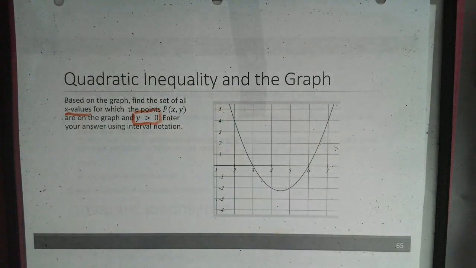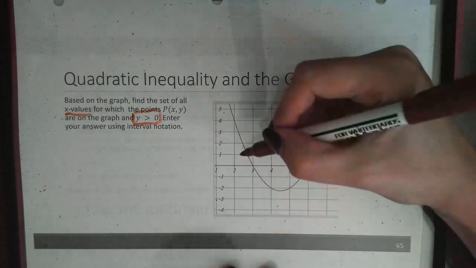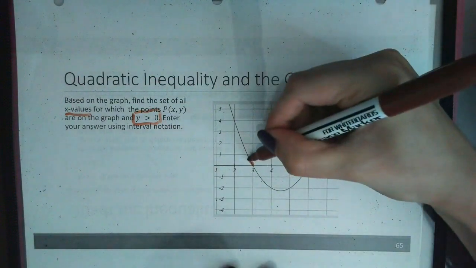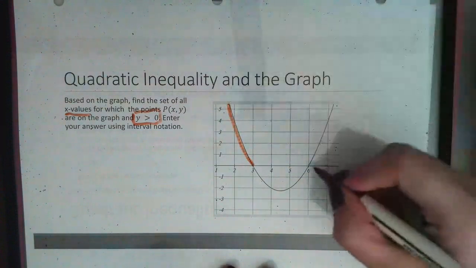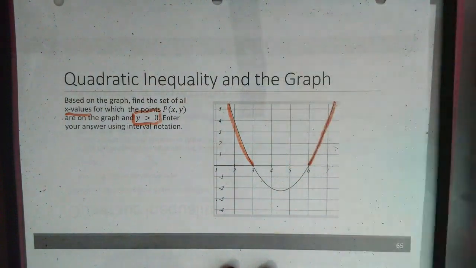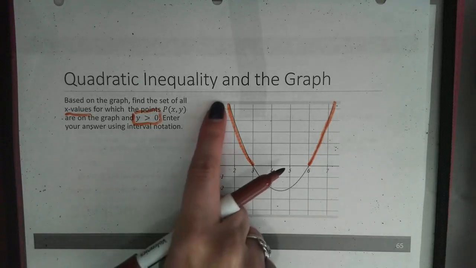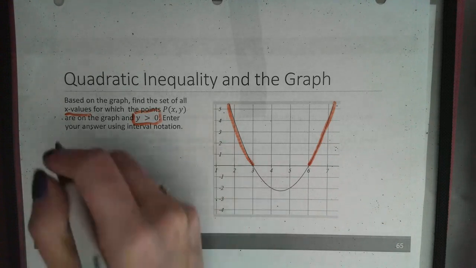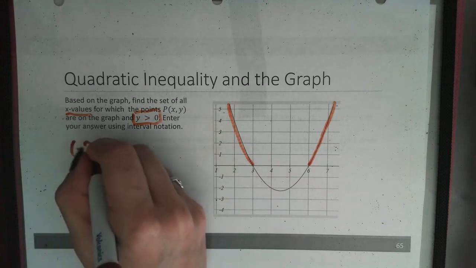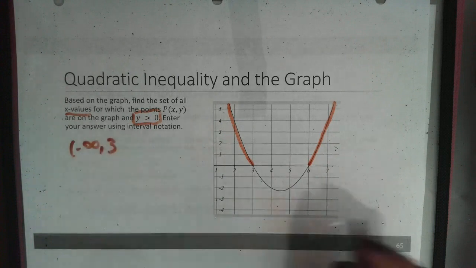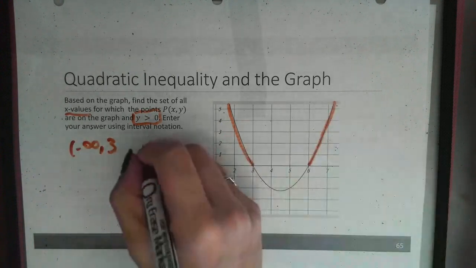So we're finding all the x values that have a positive y value. Well, if we have a positive y value, that means we are above the x-axis. That's going to be this section and this section. We're going to assume they go on forever. So the y is positive from negative infinity until we reach 3, and then also from 6 to infinity.